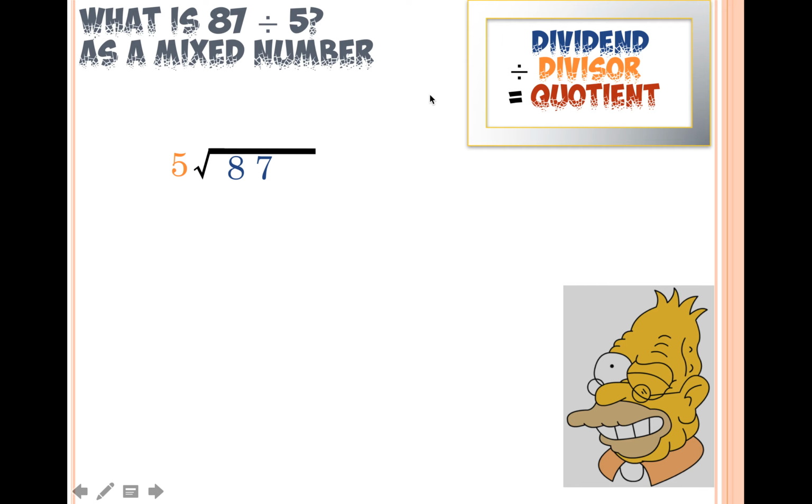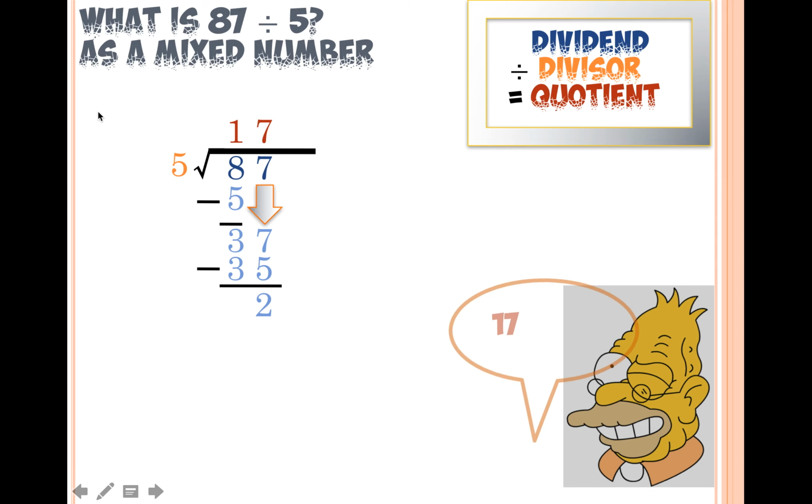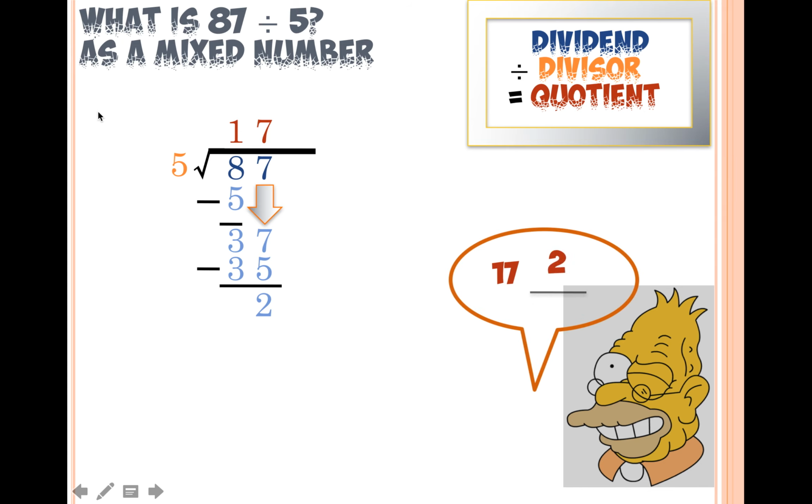What is 87/5 as a mixed number? Well, as a mixed number, you could do the same thing. 87 divided by 5, and you get 17. You get a remainder 2. So take that remainder, put it in the numerator. The 5 is your denominator. As a mixed number, it would be 17 and 2/5.